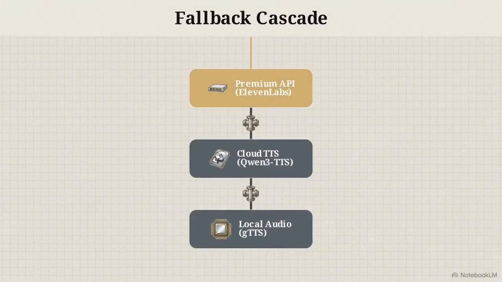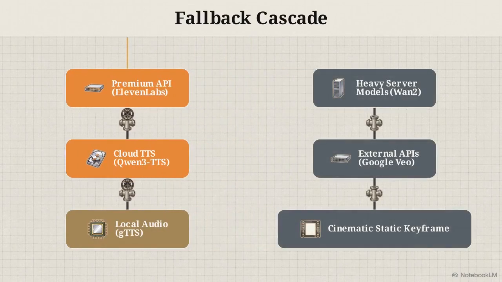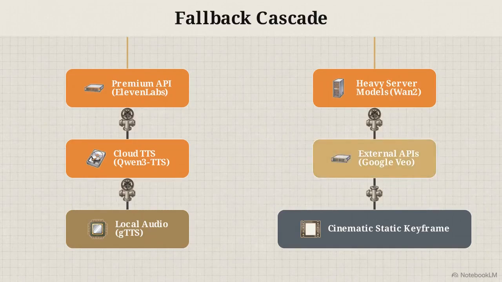The system attempts a premium cloud API. If it fails, a valve cascades the request to a secondary cloud text-to-speech model. If connections drop, it falls back to a local audio engine. A parallel track handles video. The system runs heavy server models, gracefully stepping down to external APIs if exhausted. Finally, it relies on a free pipeline generating a cinematic static keyframe.